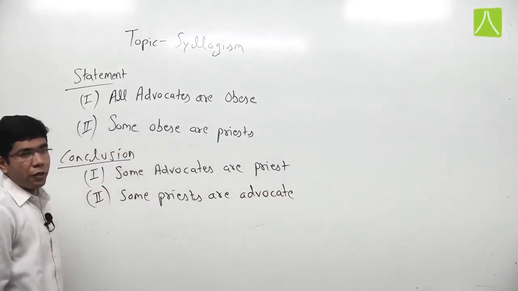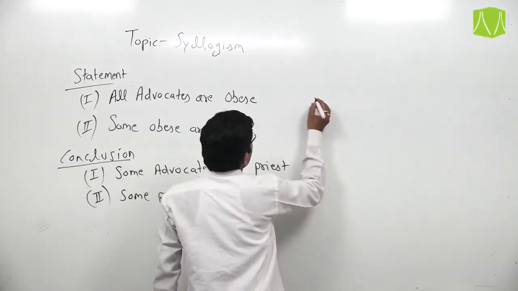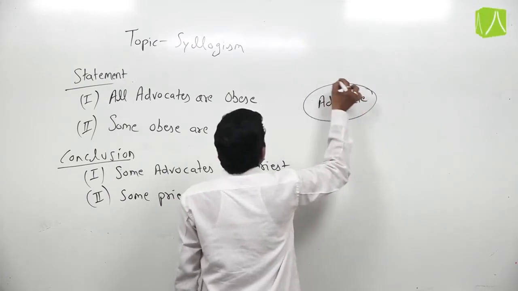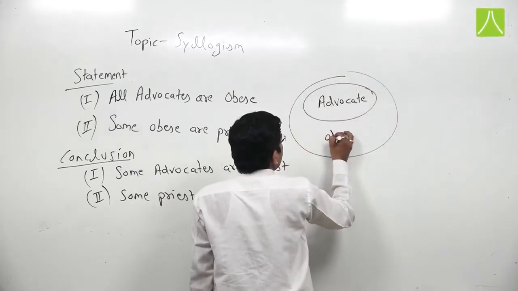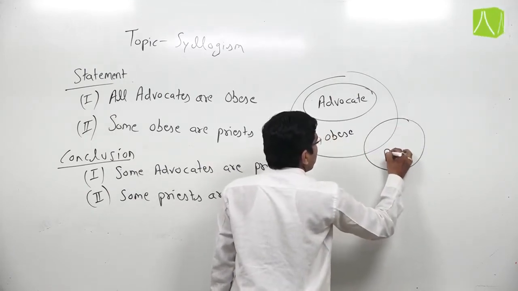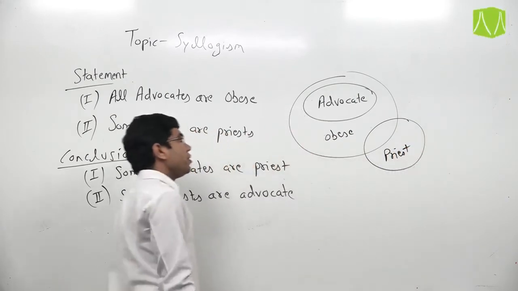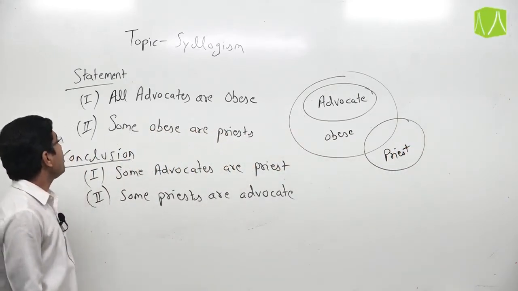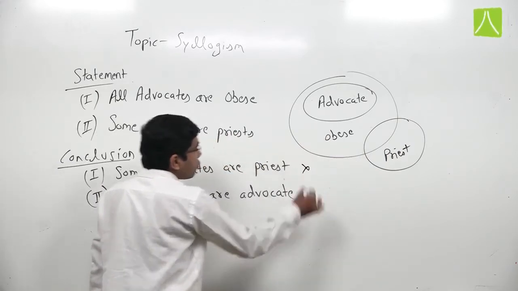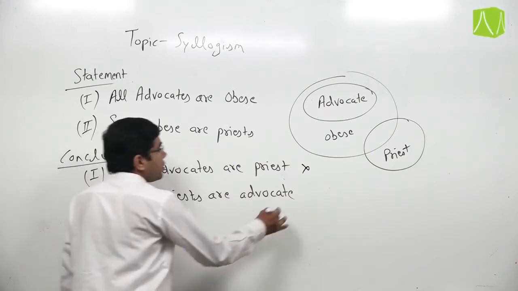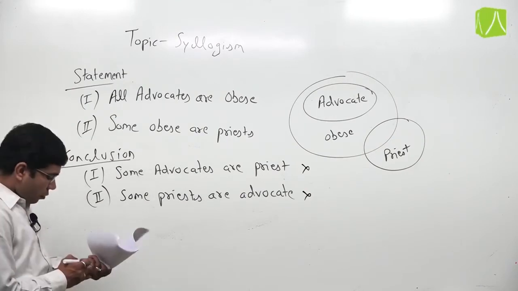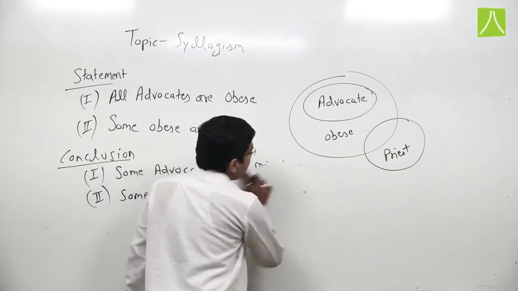Now, first draw the diagram. All advocates are obese and some obese are priests. So, this is our Venn diagram for this statement. Now, conclusion, some advocates are priests. Advocate and priest are not connected. So, the first conclusion is wrong. In the same way, the second conclusion is also wrong. So, our answer should be both conclusions are wrong. Now, take the next example.